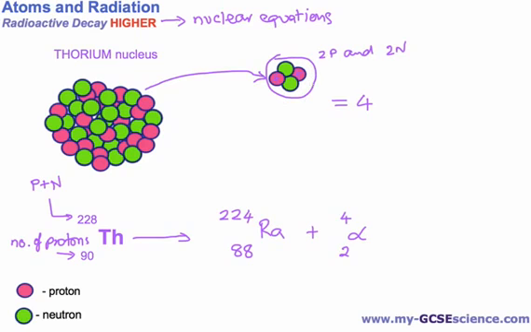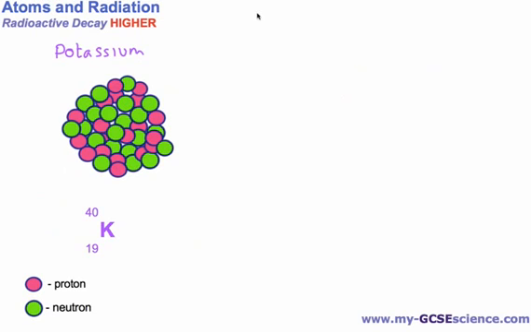Okay, the next one we want to look at is a decay by a beta particle, and this is slightly more complicated, because what happens with beta decay is we have a neutron which will change into a proton and an electron, and that electron shoots off as the beta particle, and we have a neutron left that has been converted into a proton. So that means the proton number will go up by 1 because we have 1 extra proton. The neutron number will go down by 1, but the mass number doesn't change.